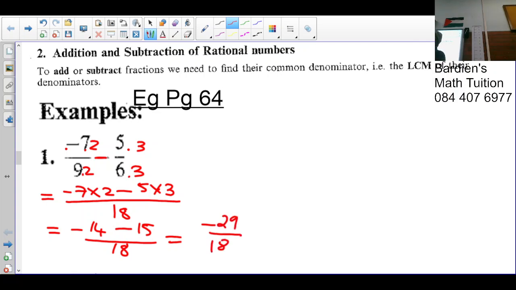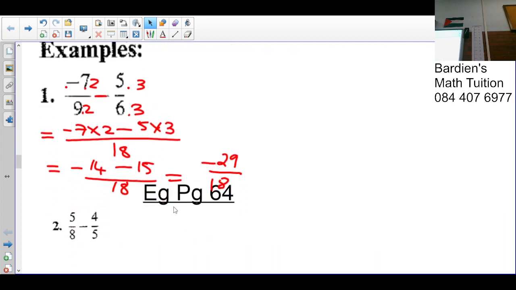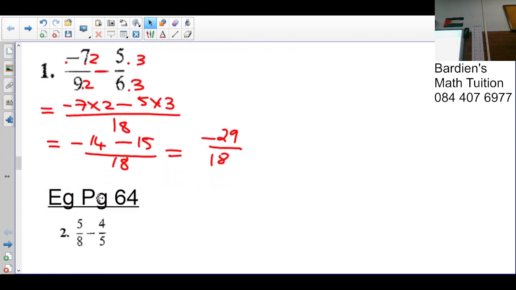You can write this as a mixed number, but as I told you before, we tend to leave the numbers in improper form. You all okay with that? Is there anybody that's confused? No. But let's look at the next one. Here's number 2. Try that one quickly.